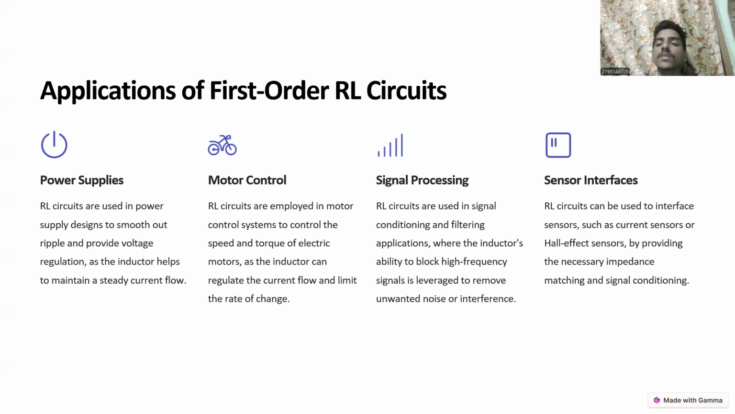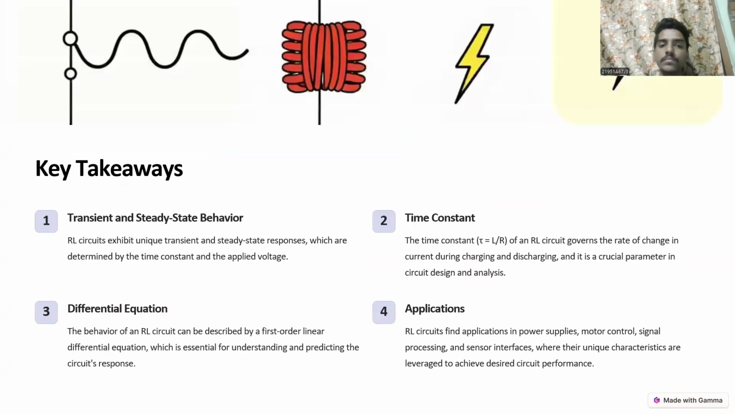Sensor interfaces. RL circuits can be used to interface sensors such as current sensors or Hall effect sensors by providing the necessary impedance matching and signal conditioning.